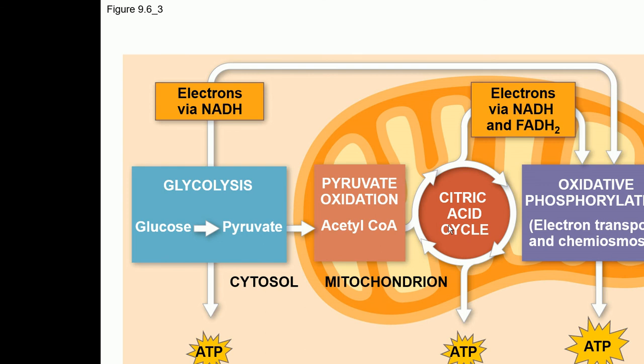So basically you need to remember that in the last step, which is called oxidative phosphorylation, a lot of molecules of ATP are produced, and 90% of ATP is produced at this step. And oxidative phosphorylation involves two processes: one is electron transport and the other is chemiosmosis.